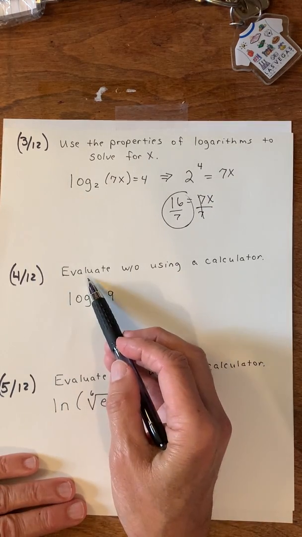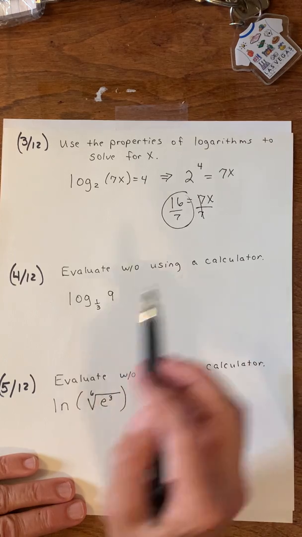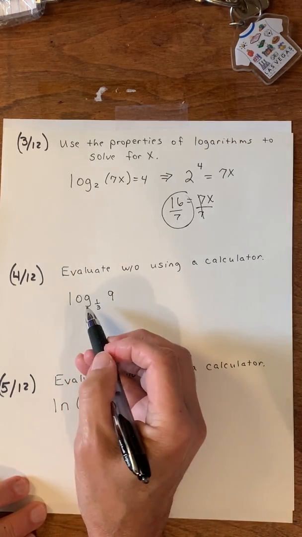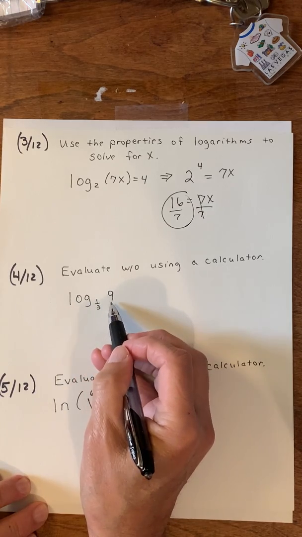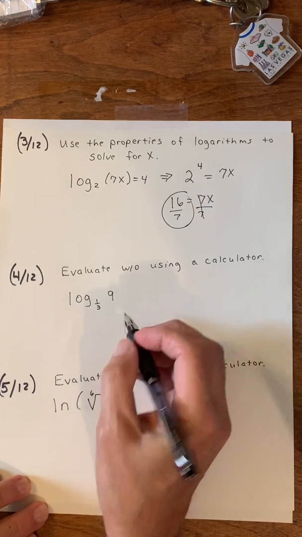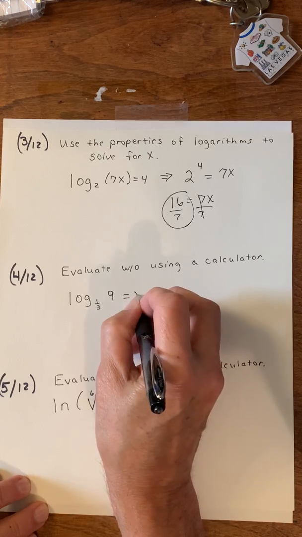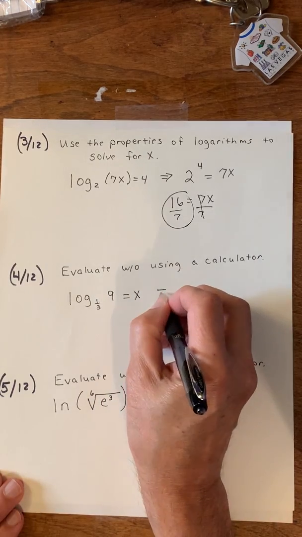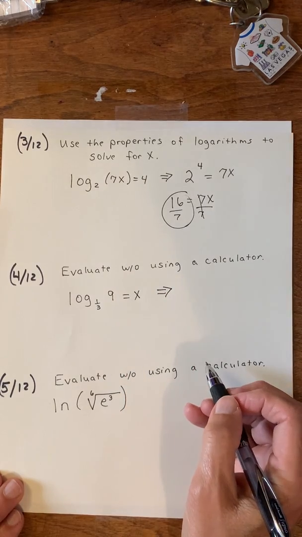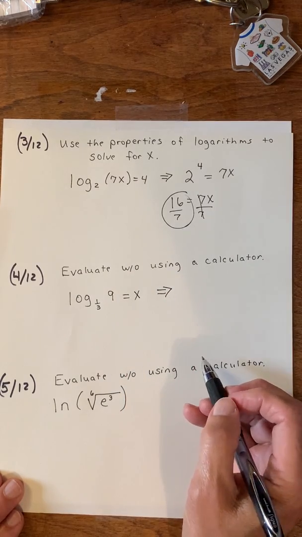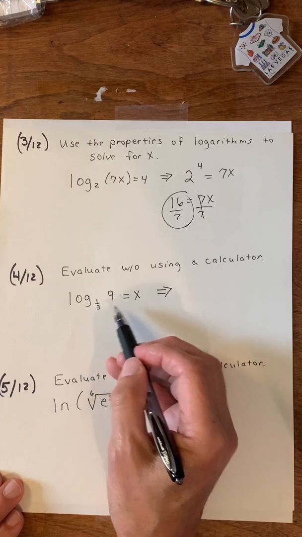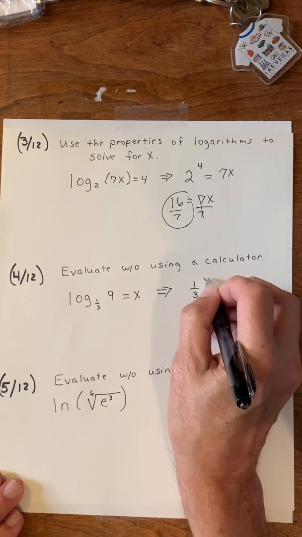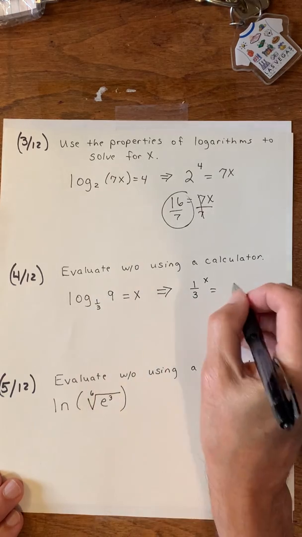Same thing here. Evaluate without using a calculator. So I'm going to evaluate this. Log base 1/3 of 9 equals x. I'm going to express it like that, and I'm going to change this to an exponential form. 1/3 to the xth power equals 9.